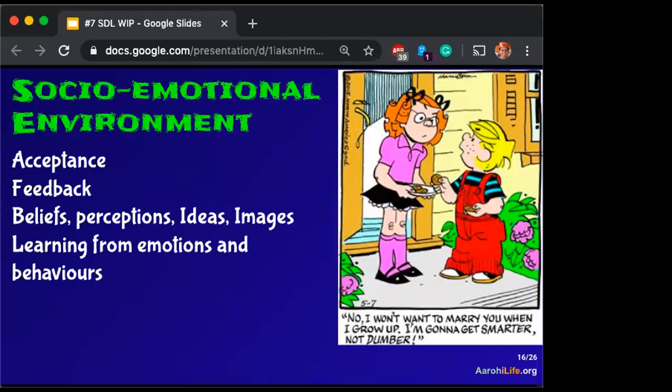Social also includes, again, the image that you have to play with others, you have to share with others, you have to be a good boy when guests come into the house, and so on. So how are you leaving behind them? And what are you doing?